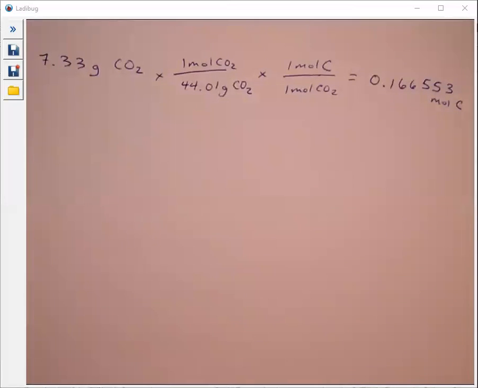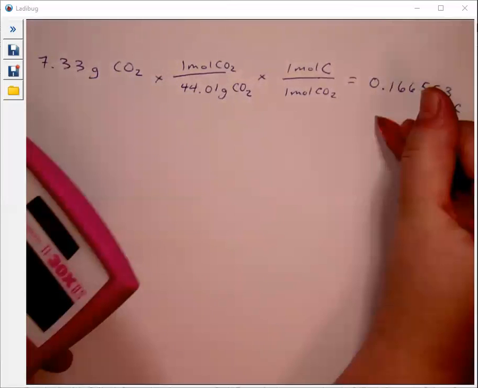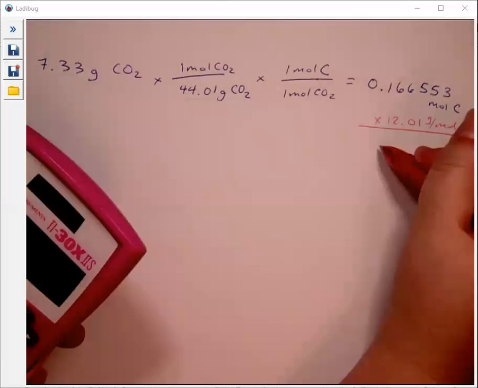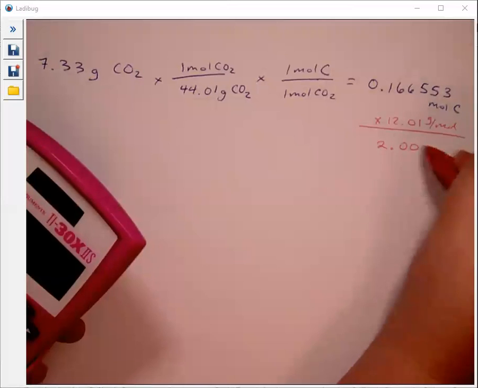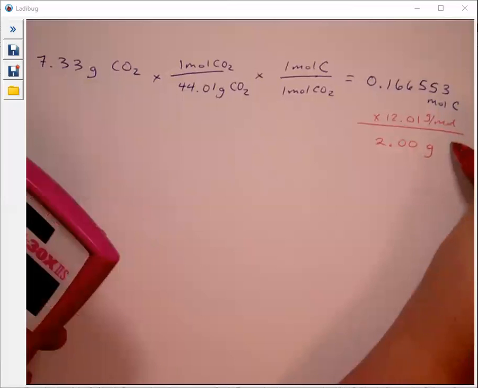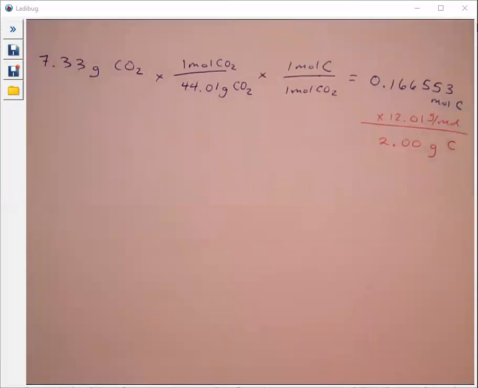We're also going to need to determine grams of carbon so we can subtract from the total compound and find out how much oxygen there is. But we'll keep this in moles. To find grams, we are going to multiply by the molar mass of carbon, which is 12.01. So in the original compound, there was 2.00 grams of carbon. That's how much of the original mass was carbon.